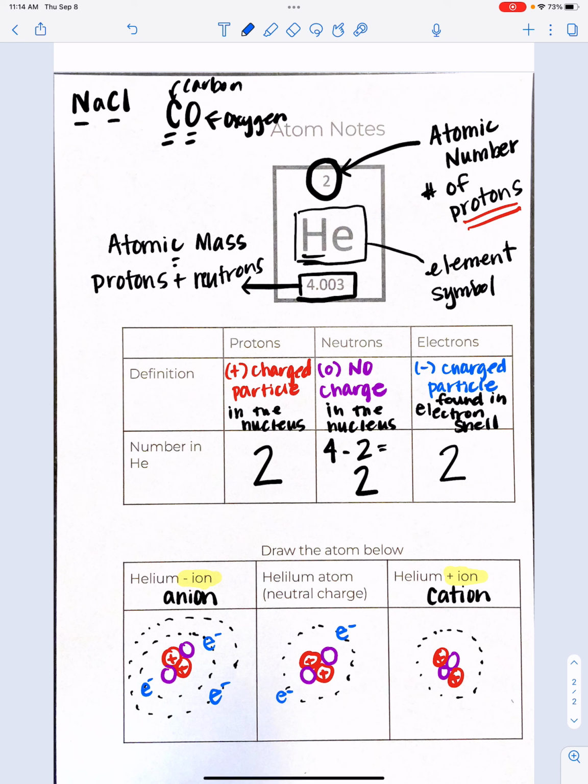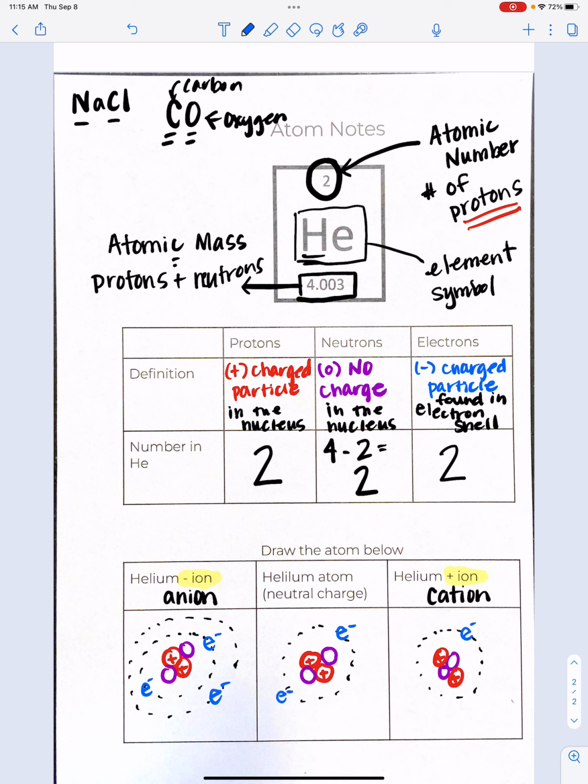For helium, with a cation, we have, again, the same nucleus, but instead we want more positive charges than negative, and so instead of having 2 electrons, we're going to take 1 away, and we're only going to have 1. And that allows us to have a positive helium ion.